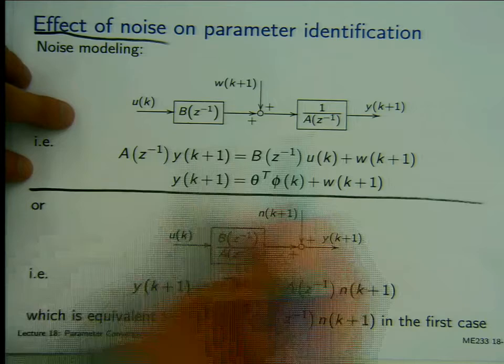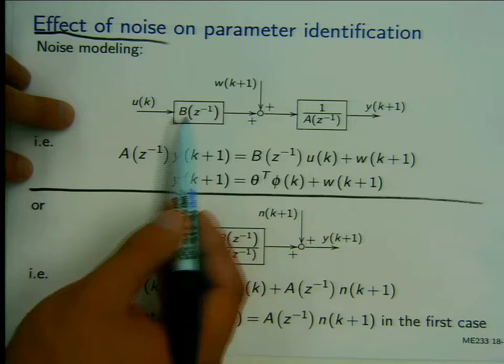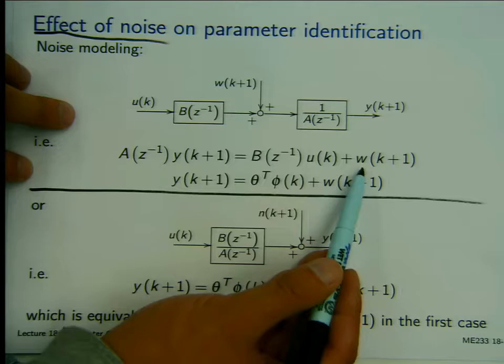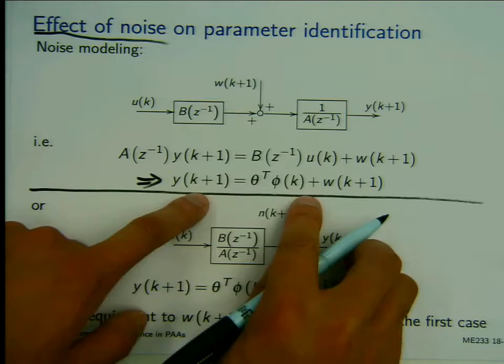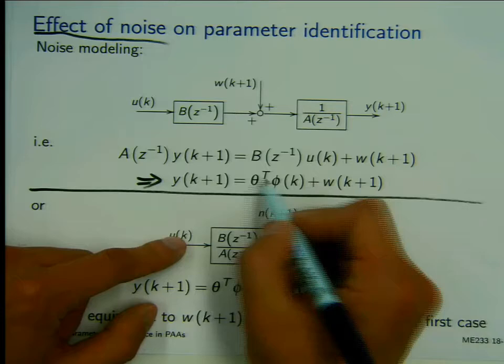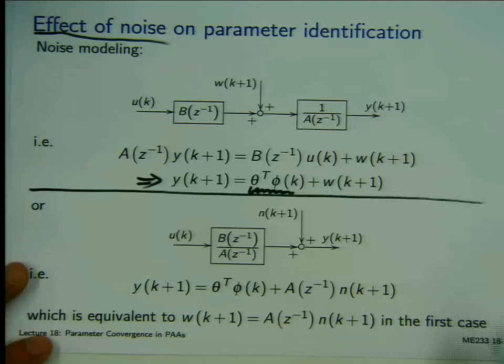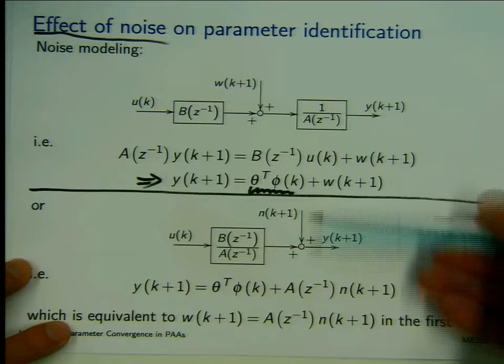So if we have this, then we have A(z^-1) operated on YK equals B operated on UK plus this noise term. From here, you can get YK in this form. So the noise W is added upon the result we know very well now. You can also model the noise in this way, but we'll see this is a special case of this one. So let's take a look.